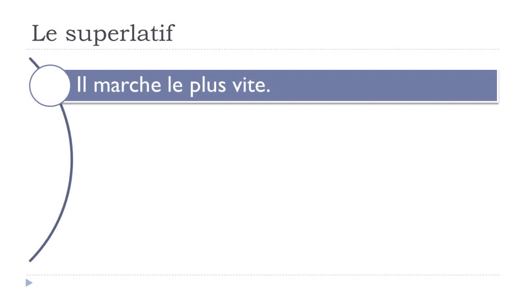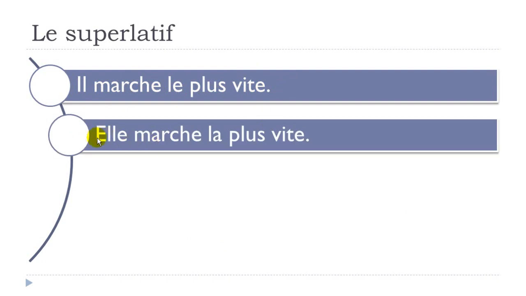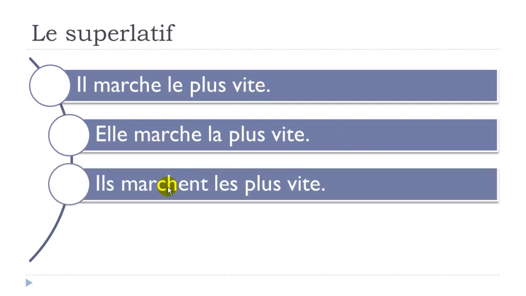Okay, let's see now if you want to construct this superlative form with an adverb. Okay, so il marche le plus vite. Marcher is to walk, and vite means fast. Il marche le plus vite. All right. If you want to put the feminine form, elle marche la plus vite. So the good news here is that your adverb vite will stay exactly the same. So you don't need, and look for the plural, il marche les plus vite. You don't need to modify it.